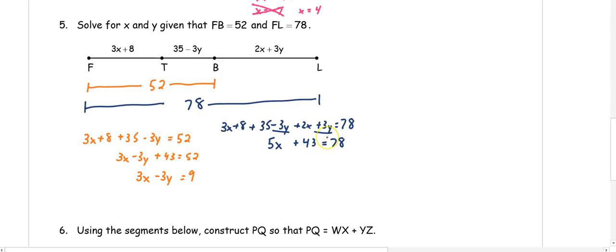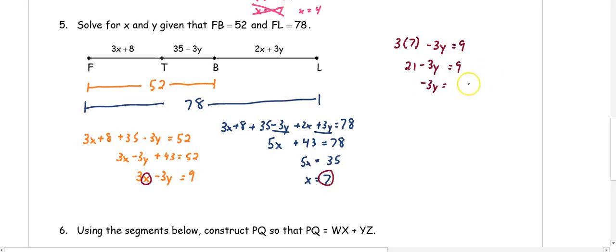So I'm going to subtract 43 from both sides. So 5x is equal to 35, which means that x is 7 when I divide. Once I know x, I can substitute into this equation to get y. So 3 times 7 minus 3y equals 9. 21 minus 3y equals 9. Subtract 21 from both sides, so negative 3y is equal to negative 12. Divide, and y is 4. So my ordered pair would be 7, 4.